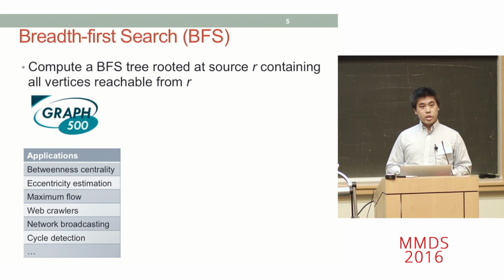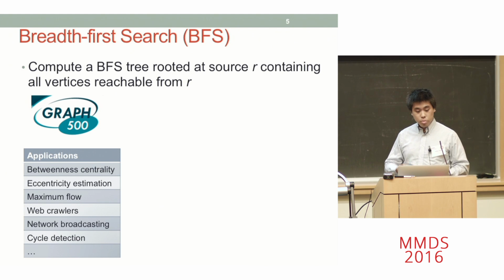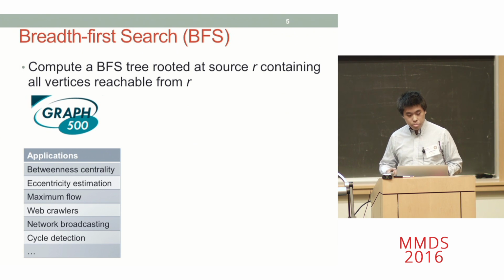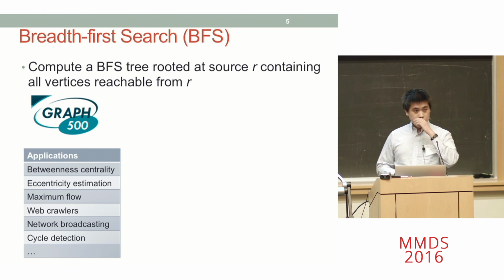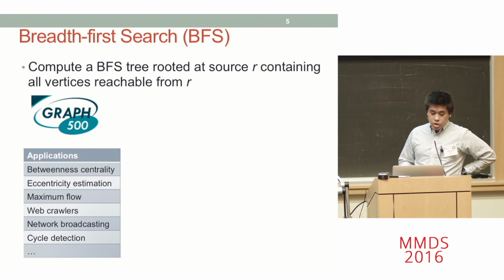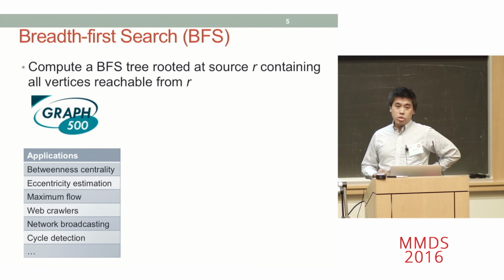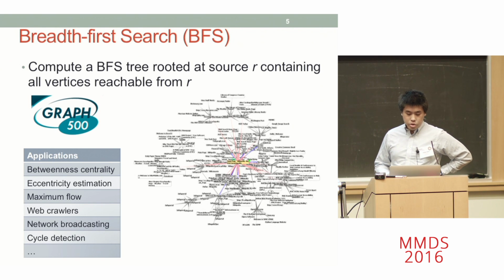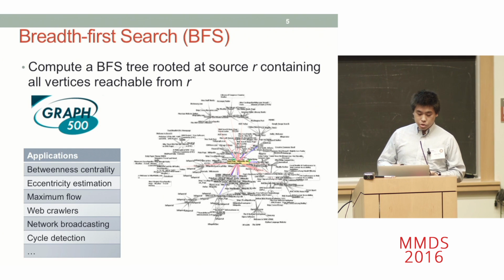For example, it's used in the Graph 500 benchmark, which is a benchmark used to measure some of the performance of the most powerful computers in the world. It's also used as a subroutine in applications like betweenness centrality and eccentricity estimation. So as a result, there's been a lot of research on trying to develop a fast parallel implementation of breadth-first search.